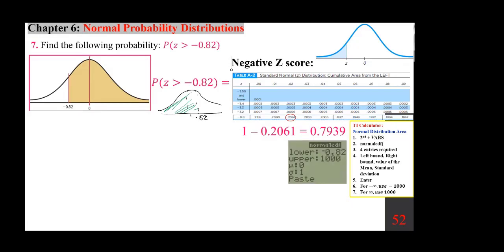Now, the TI calculator will help you get to the same answer using 2nd VARS, normal CDF. So take a look. You go with normal CDF. What about the lower? As you notice, right here we have negative 0.82. What about the upper? This goes to infinity. If we are going to look at this one, this goes to infinity.